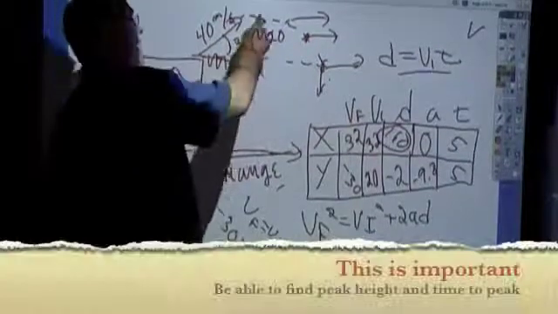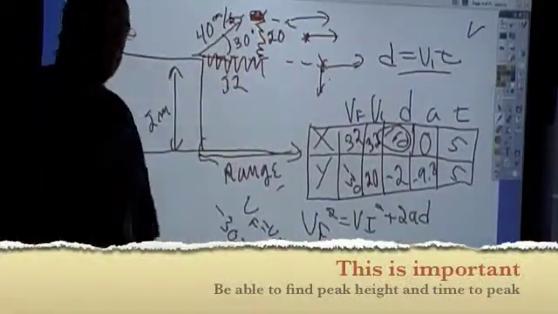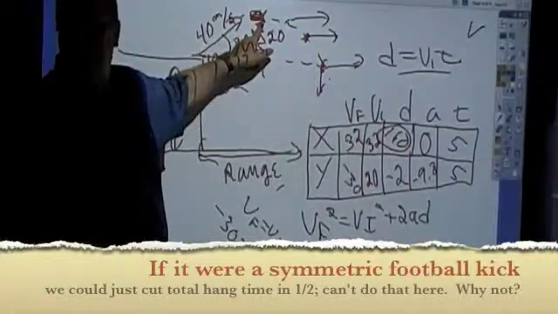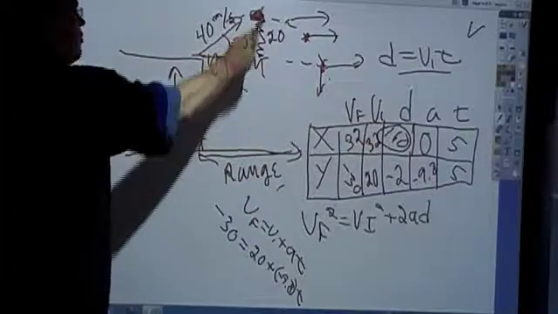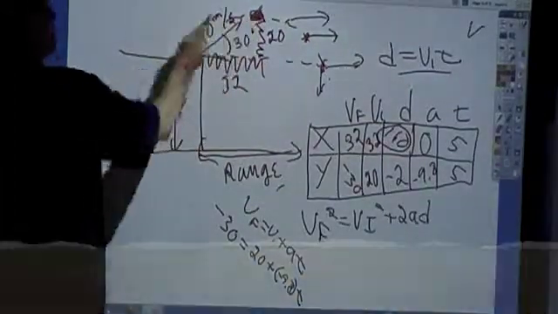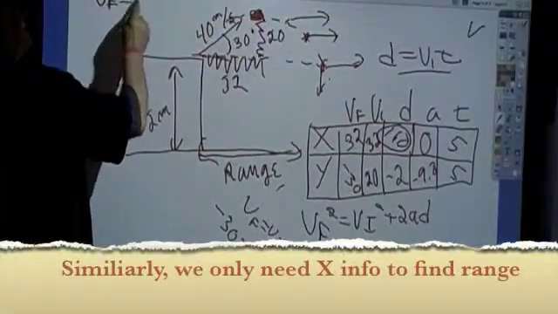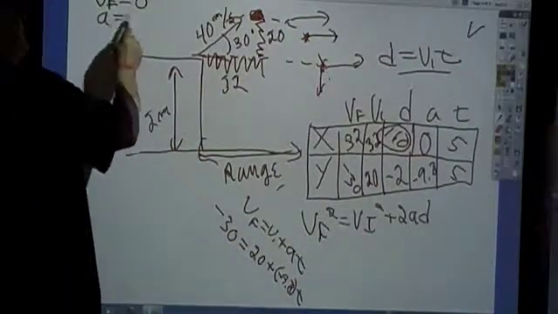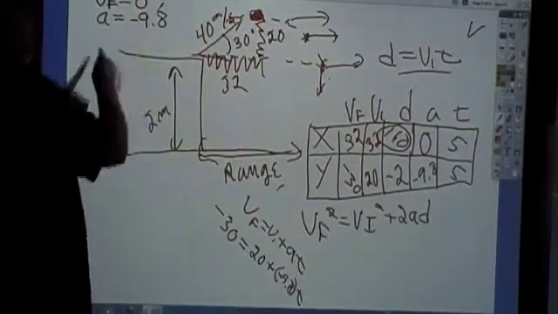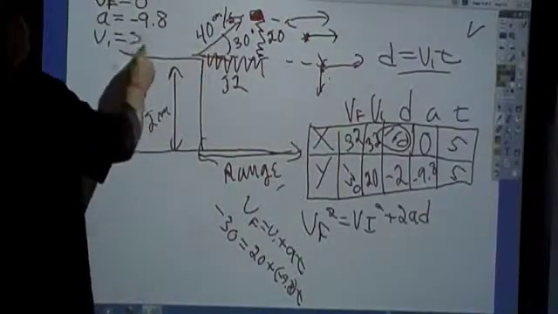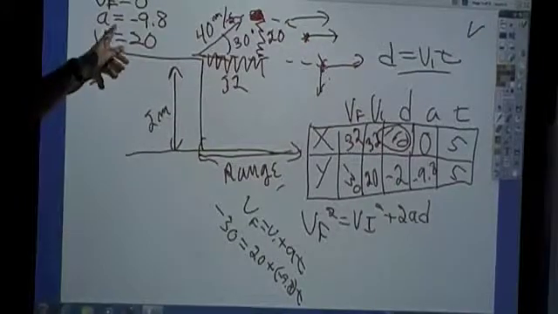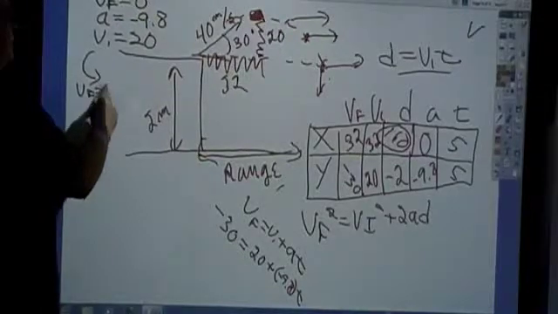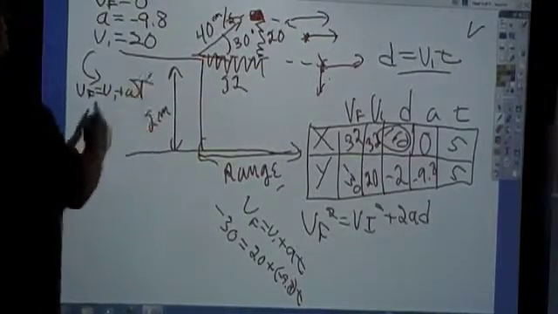How would I find this peak right here, by the way? Velocity in the y is 0. The final velocity in the y is 0. Therefore, we really only need y information to find this peak. Final velocity is 0. What else do we know about the y direction? Acceleration, minus 9.8. VI doesn't change. It's still 20.